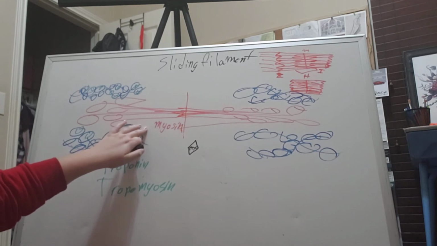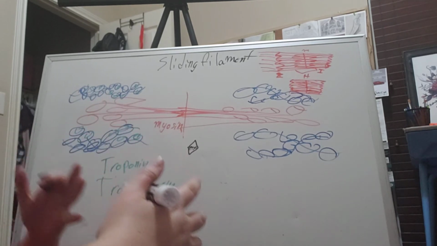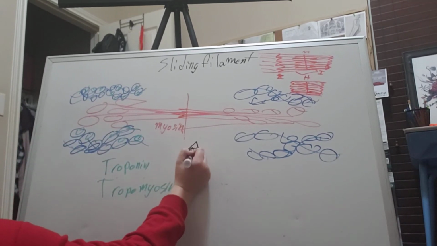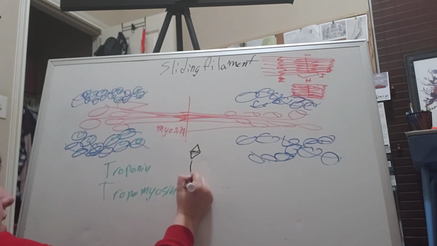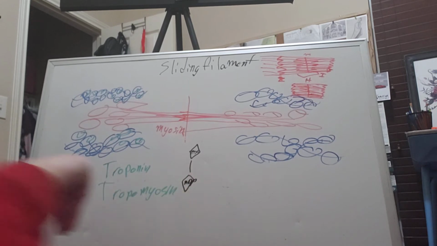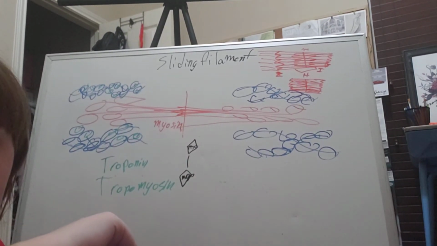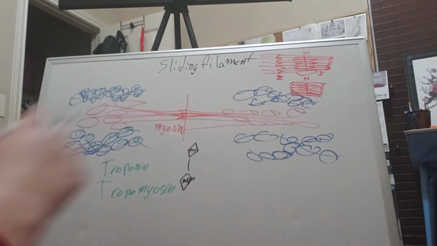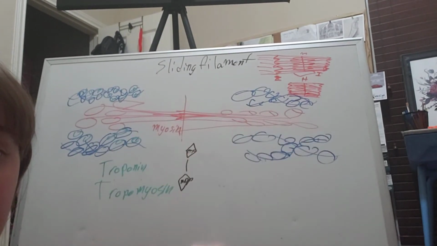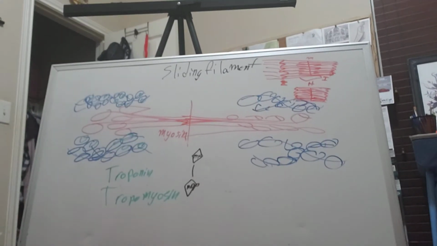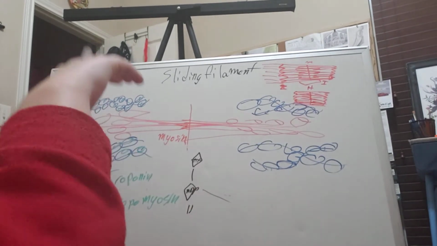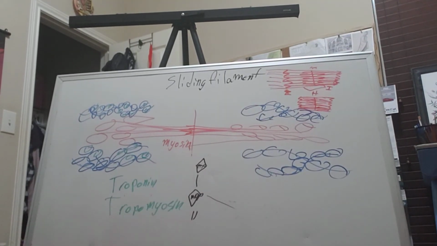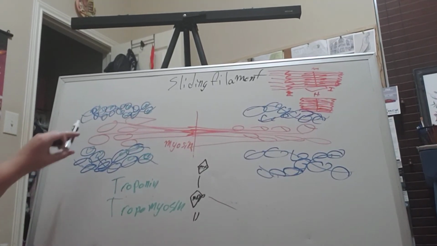Myosin does it with an enzyme, and that ATP becomes ADP, or adenosine diphosphate. So adenosine triphosphate means 3 phosphate groups. Well, they lose one. Now it becomes adenosine diphosphate and a phosphate group. That is what this myosin does.